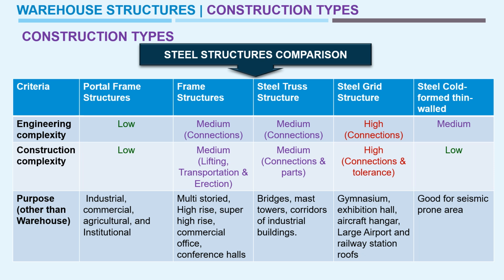But in the case of frame structures, in each and every member we need to check the connections, because all the members act as major members: beams, columns, tie members, and sag rods also we need to consider. And the steel truss structure is also medium, because this also has many bolt connections between the lower chord and upper chord, rafter, purlin, struts, slings, and gusset plates. So a lot of connection systems are there.